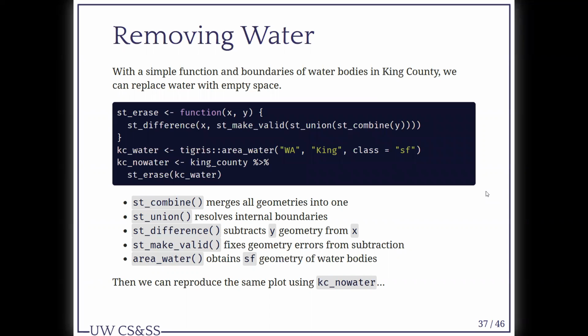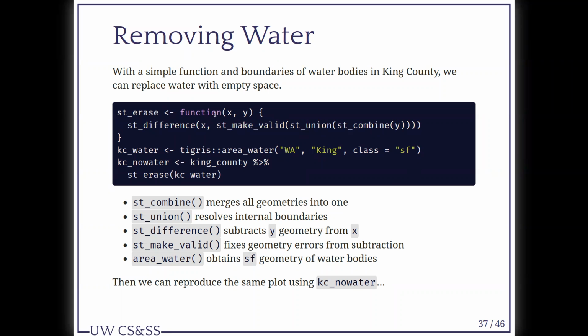So I wrote this function in order to remove the water. There are other ways to do this, but this is the way I could come up with using the sf package. There's another one that might be called rmapshaper that has a function that will do this by itself, and probably faster than mine, but that's okay. So with a simple function and boundaries of water bodies in King County, we can replace that water with empty space. And so the way that I've decided to do this is create this st_erase function.